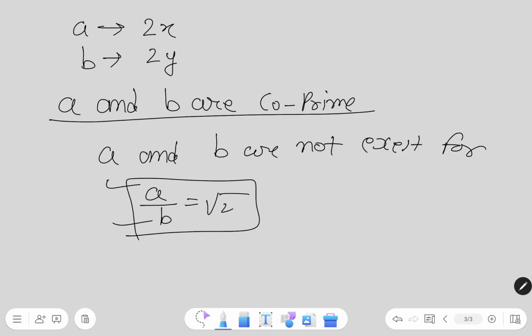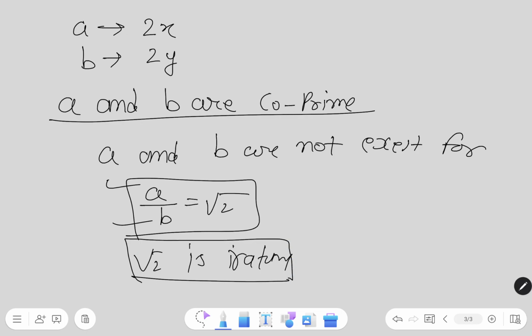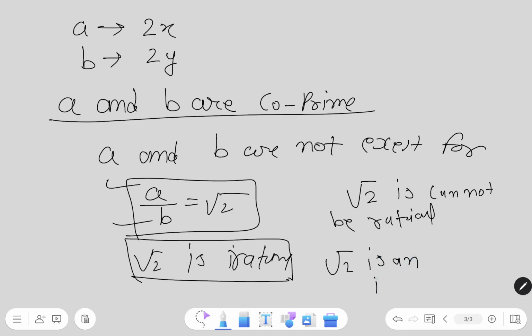ओके, तो हमने क्या माना था, हमने माना था root 2 is a rational number. Okay, but now the assumption is going wrong. So by contradiction we can say that root 2 cannot be rational. So root 2 is an irrational number. Okay, so the next video will be on the HCF.